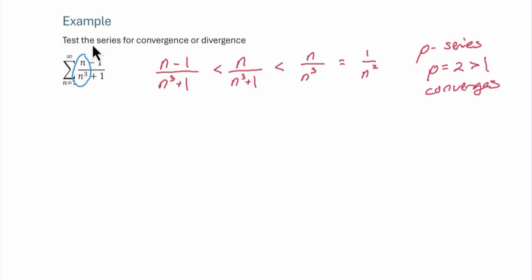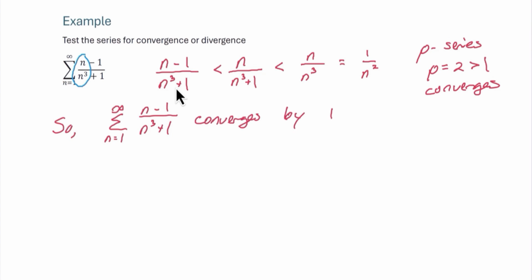And if we have a bigger sequence or series that is convergent, then the smaller must also be convergent. So we can say the original sum, n equals 1 to infinity, n minus 1 divided by n cubed plus 1 converges by the direct comparison test.